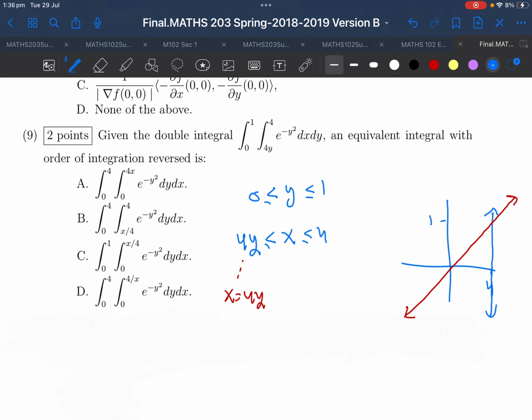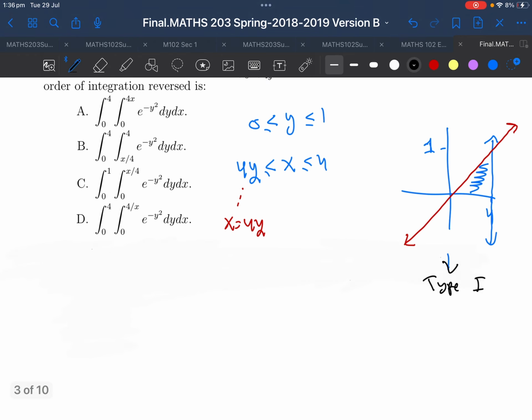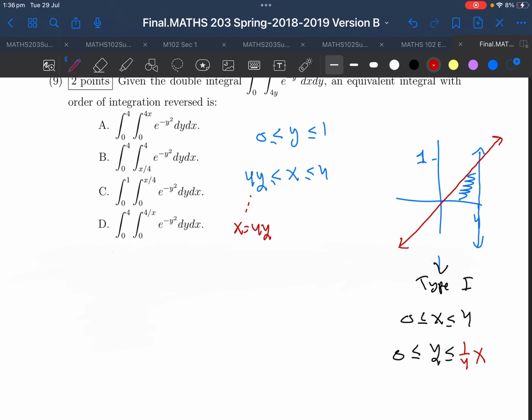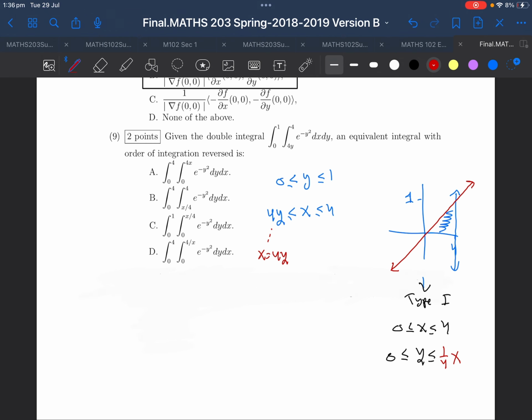And y between 0 and 1, of course, this will be 1. So this is my region. Now I want you to change it into type A, type 1. Type 1 means x between two numbers, which is clear from 0 to 4, and y between top and bottom. What is the bottom is 0, what is the top is the function in red, but you need to write it in terms of x.